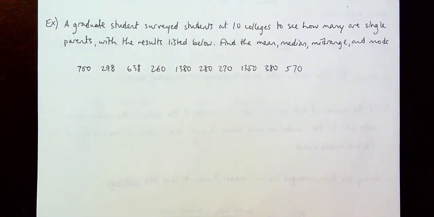A graduate student surveyed students at 10 colleges to see how many are single parents. The results are listed below. Again, we're going to find the mean, median, mid-range, and mode. So once again, let's just start by putting our data in either increasing or decreasing order. I'm going to do increasing personally. So pause the video, do that now, and once you have it in the order which you prefer, press play, and we will continue on.